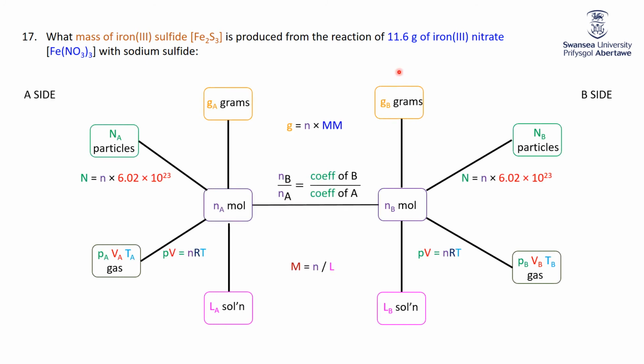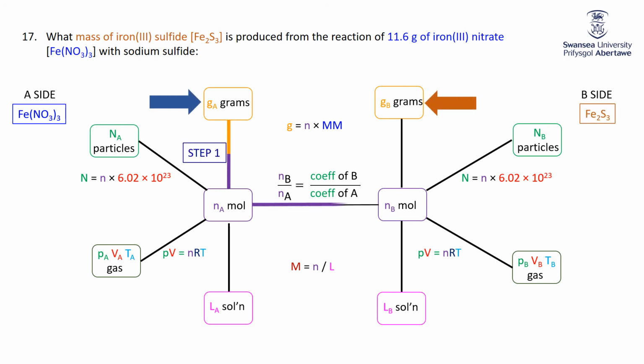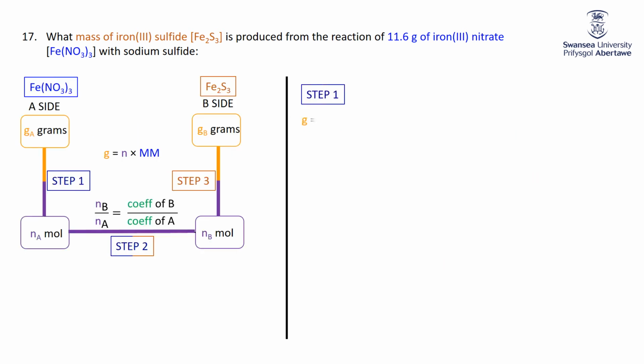So 11.6 grams of iron nitrate is what we're told about, and we're asked for the mass of iron 3 sulfide, Fe2S3 right there. And so again, grams to moles, moles to moles, moles to grams. So step 1, the familiar grams is moles times molar mass. Make sure you get the right molar mass for these complicated formulas. We've got 1 iron, 55.85. Nitrate is 14 plus 3 times 16, and of course multiplied by 3. Pop everything in, gives us 0.048 moles of the FeNO3.